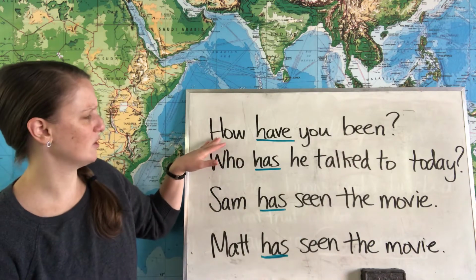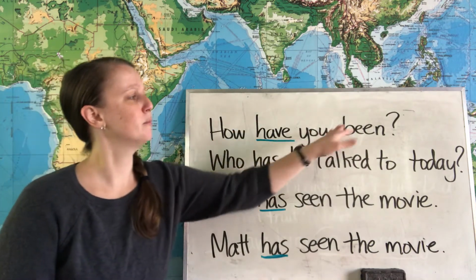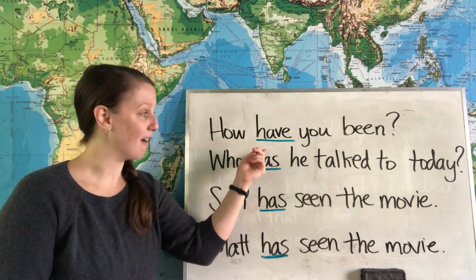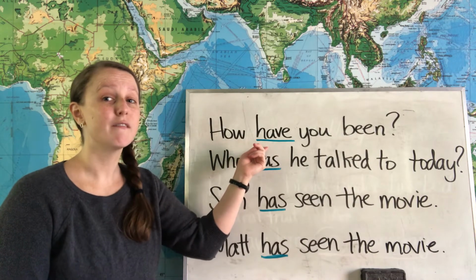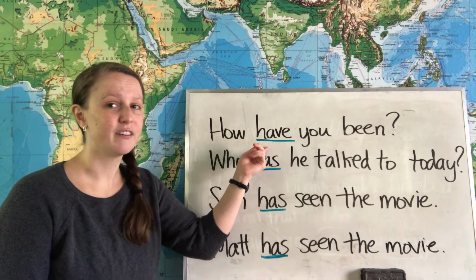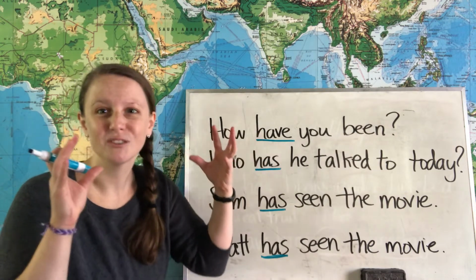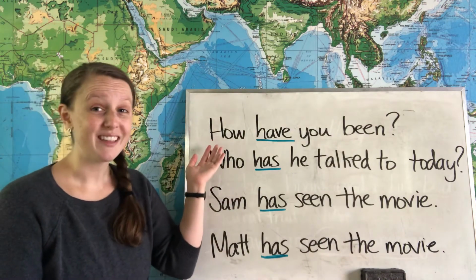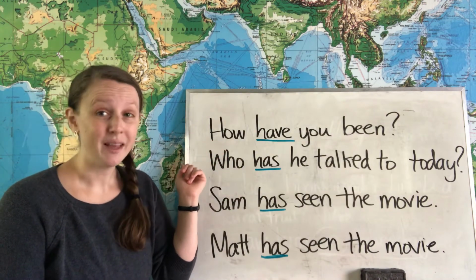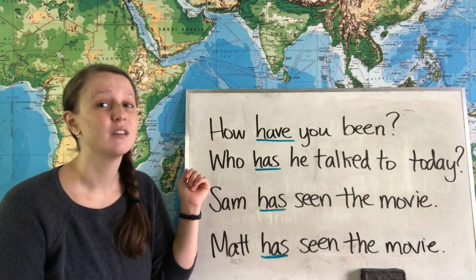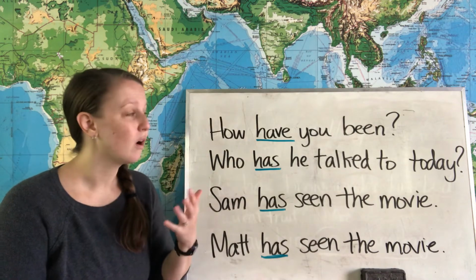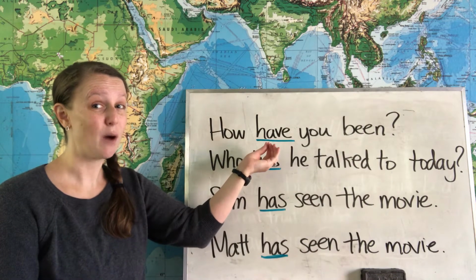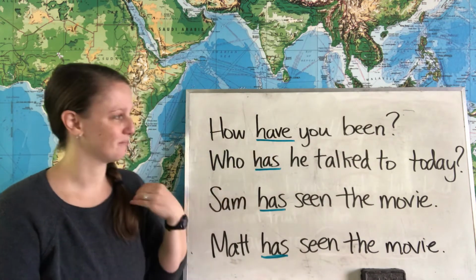Our first question is, how have you been? Now the word have, the helping verb have, is going to sound like v or iv when you sort of shorten those words in spoken English. So I would say this question, how have you been? How've you been? Or you can make it a little bit longer. How have you been? Okay.